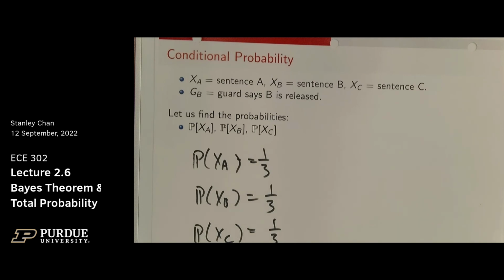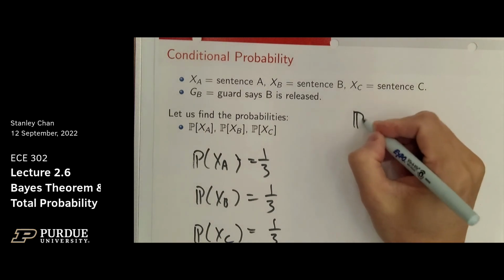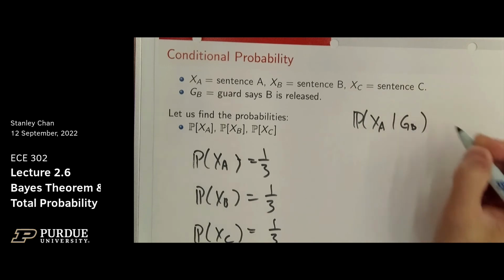Now, when the guard comes into the game, what kind of probability do you want to calculate? Can anyone give me a suggestion? Clearly, this is not P(XA) anymore. Some kind of conditioning. What is conditioned on what? Yes. P(XA), so you want to calculate XA given GB. What is the physical meaning of that? Okay. This is the probability that A is sentenced given that the guard says B is released.